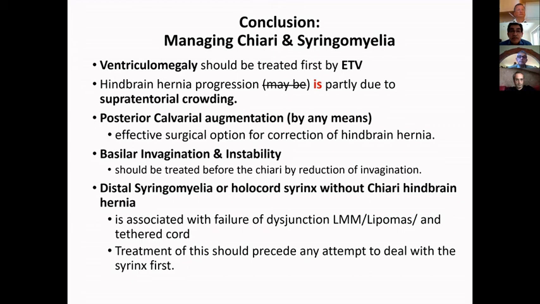If they have ventriculomegaly, we would first treat by ETV. If they have craniocephalic mismatch, we treat by posterior calvarial augmentation. If they have instability, we carry out a fixation first or distraction of the invagination. And we don't treat the syrinx directly, we treat the Chiari, and that usually results in improvement. So I'm going to stop here and allow time for questions.